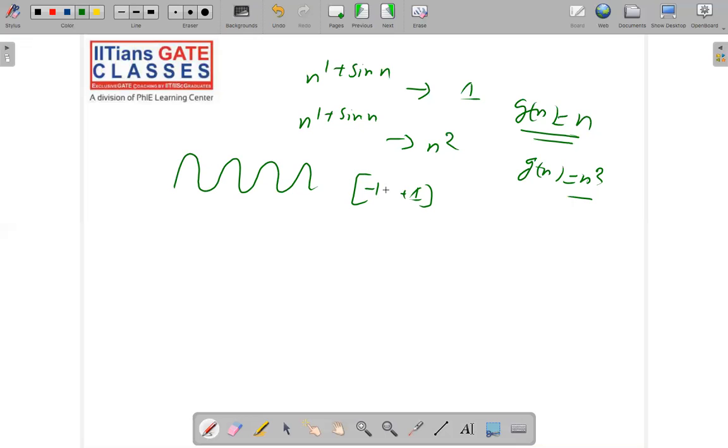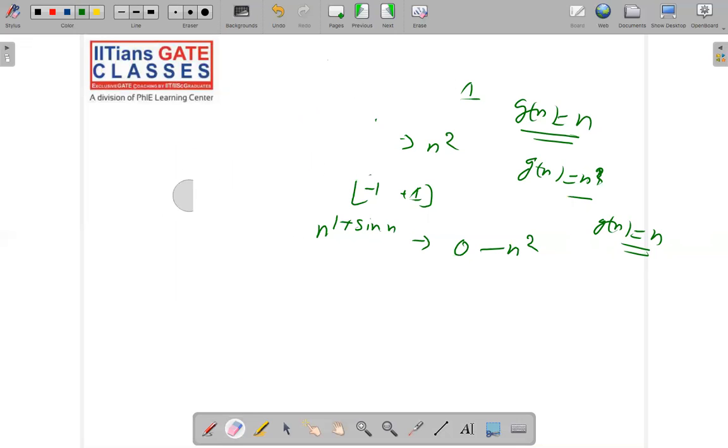As sine value changes from -1 to 1, the function n plus sine n changes between 0 and n square, and Gn will always remain n. So sometimes the value of Gn will be greater than Fn, sometimes less than Fn. So you cannot state any relation between these two. Okay, so let's change the function a little bit. Let's take one more example.